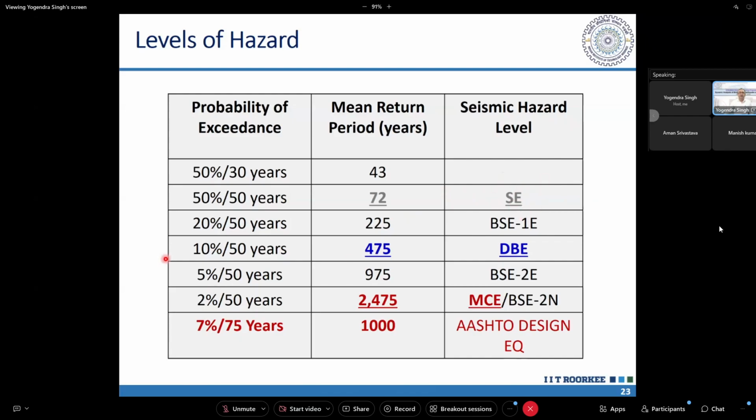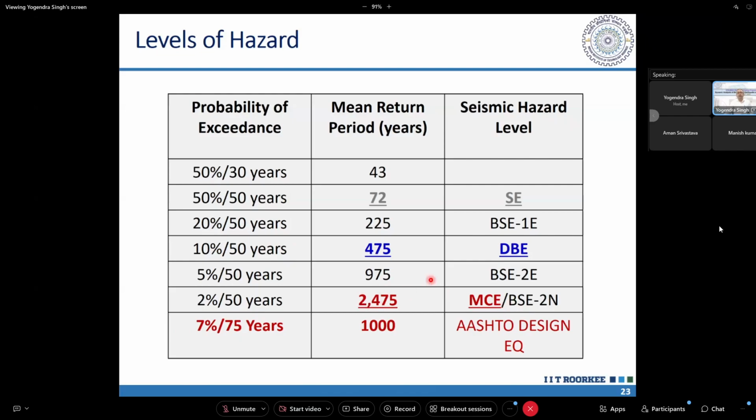Then another one which we commonly use in our design is this 10% probability in 50 years, 475 years. We call it design basis earthquake, DBE. And this level of earthquake is used for designing the structures. Now, it is somewhat paradoxical that we design our structure for DBE, but we want our structure not to collapse under MCE. So what is this MCE?